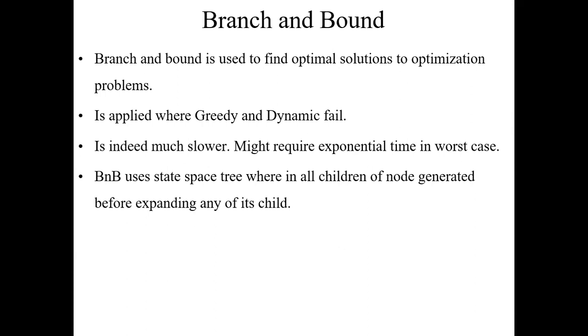Branch and bound is used again to find optimal solutions to optimization problems. It is applied when greedy and dynamic both fail. This is slower and again requires exponential time because we are using a tree. It will use a state space tree wherein all the children of the node are generated before expanding any child, because we are following BFS, right?